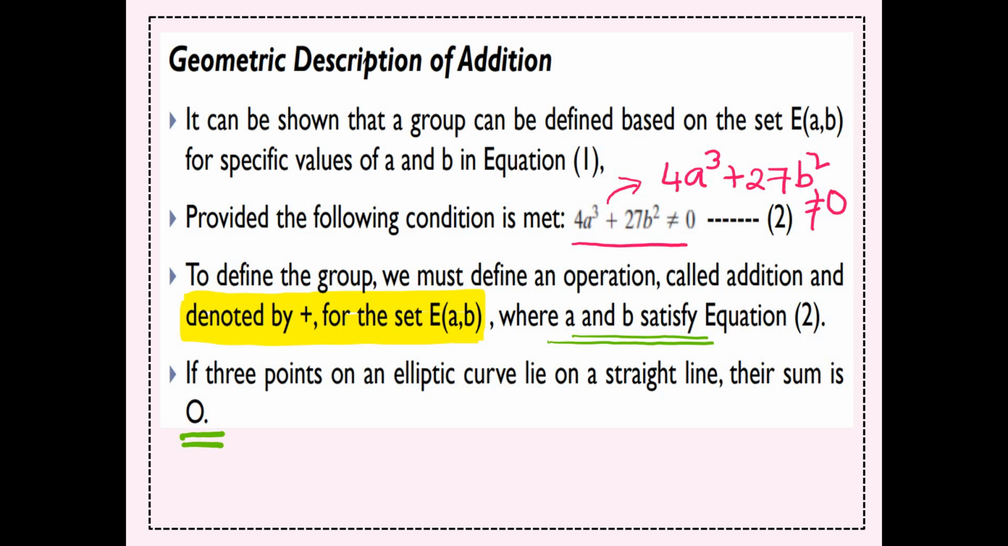Now comes the last part that we will end today's discussion with. It is called the geometric interpretation of addition. As I already told you, for any such elliptic curve arithmetic, we don't have any option but addition. So you can see it can be shown that a group can be defined by the set E(A, B), whatever the elements, they should satisfy the condition. Please make a note of this: 4a^3 + 27b^2 is not equal to 0.